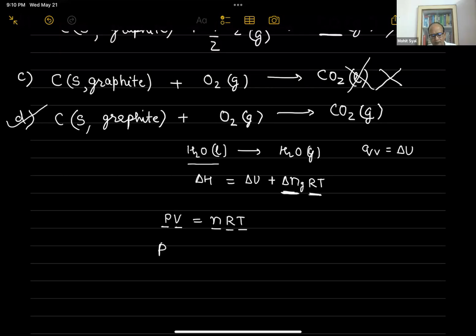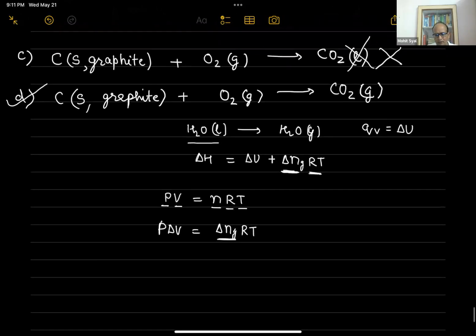So P delta V, if you want to find it out and it is not given, we can use the change in number of moles of gases times RT. Only the change in moles of gaseous substances, because gaseous substances can change in volume drastically. I'm not going to take the change of solids and liquids, they are neglected.